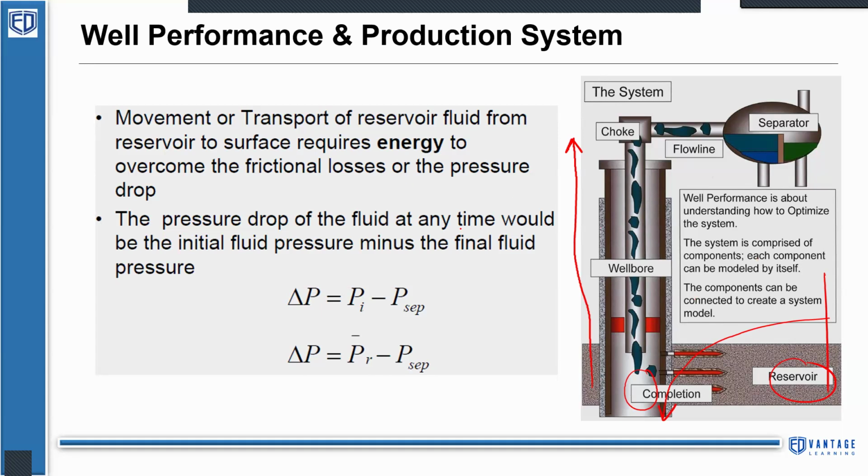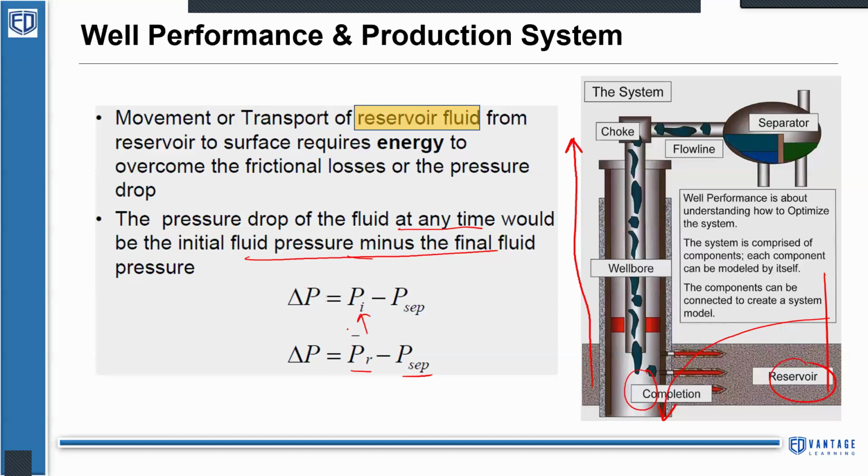The pressure drop of the fluid at any time would be the initial fluid pressure minus the final fluid pressure. So if I take the delta P from reservoir till separator, it is P R bar minus P separator, where P R bar is generally the initial pressure of the system.